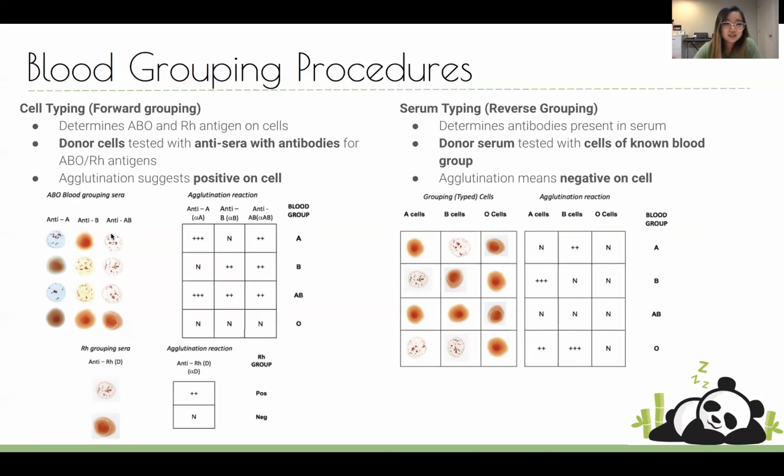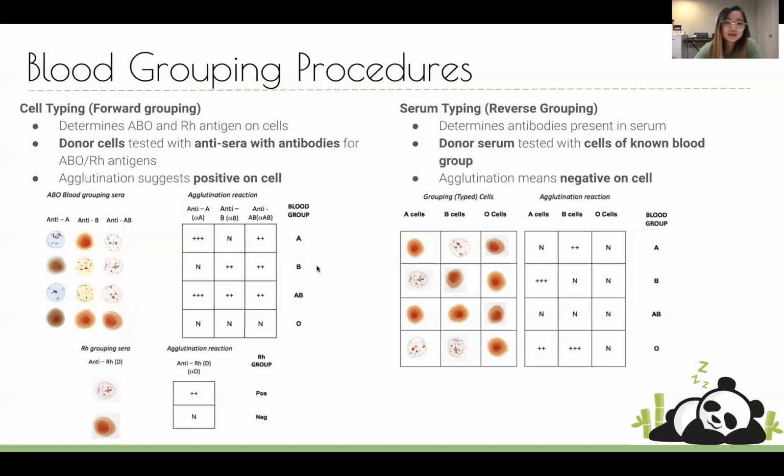Agglutination is when this reaction happens, and that suggests it's positive on the cell. So for example, if anti-A is positive, so anti-A would be in the antisera, and it caused agglutination, then it means that the donor cell has to have the antigen A on the cell. Anti-AB would also be positive because that would also attack A, and hence the blood group would be A.